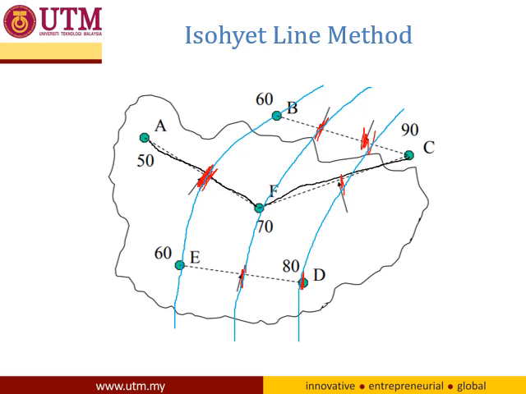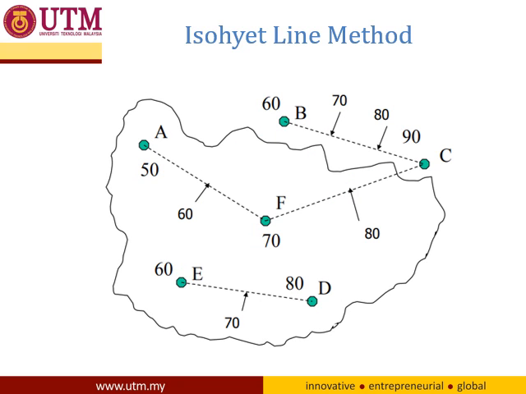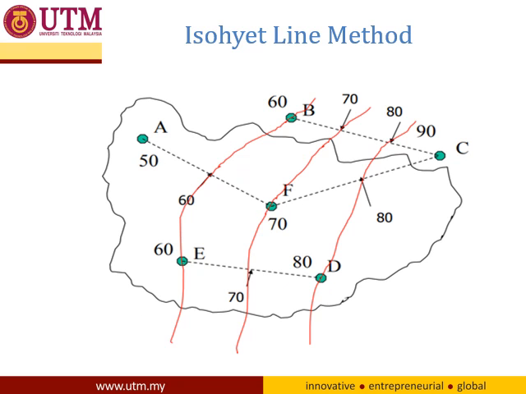For further, like for 90, you don't know, right? You don't have the data. So you may just estimate that all of this area is 90. But you are sure that these are the Isohyet lines. So here again you get this Isohyet line.